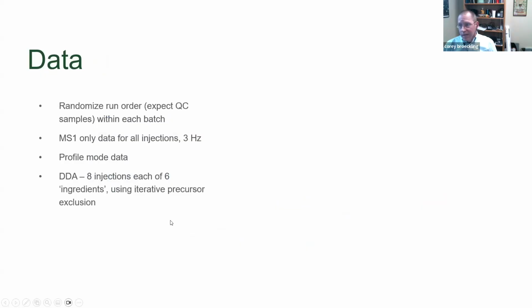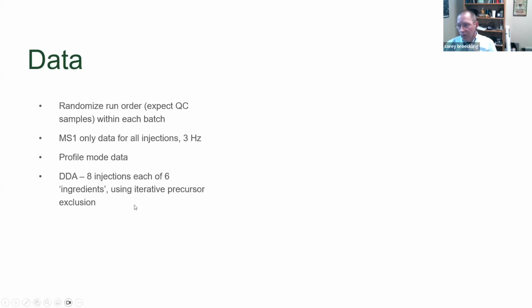So just a few notes on the data. All the run order is randomized except for the pooled QC samples within each batch. We acquired MS1 only data on those LCMS platforms initially at 3 hertz. So we made sure that we got 3 MSMS per second on average to make sure that we had decent chromatographic coverage. All the data is acquired in profile mode to enable people to look at their centroiding algorithms.